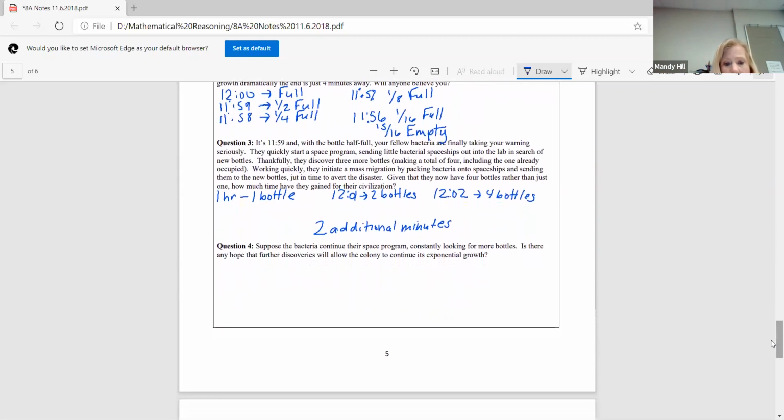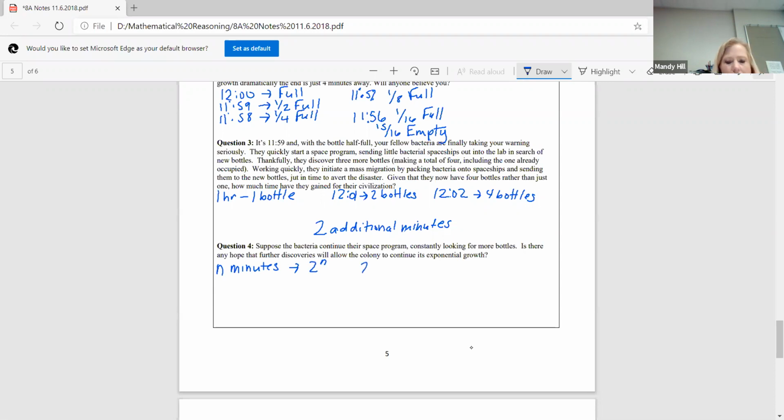So question 4, suppose the bacteria continue their space program, constantly looking for more bottles. Is there any hope that further discoveries will allow the colony to continue its exponential growth? So let's do some calculations. After n minutes, the bacterial population is 2^n. So our formula, after n minutes, we know that we would have 2 to the nth power of bacteria.